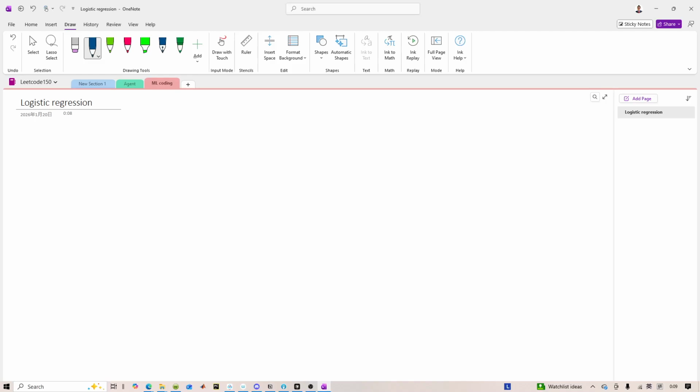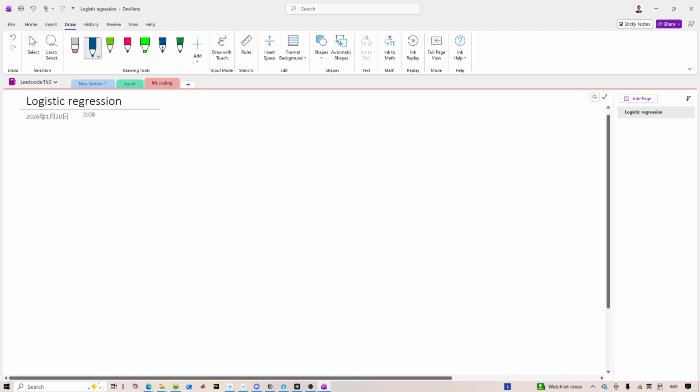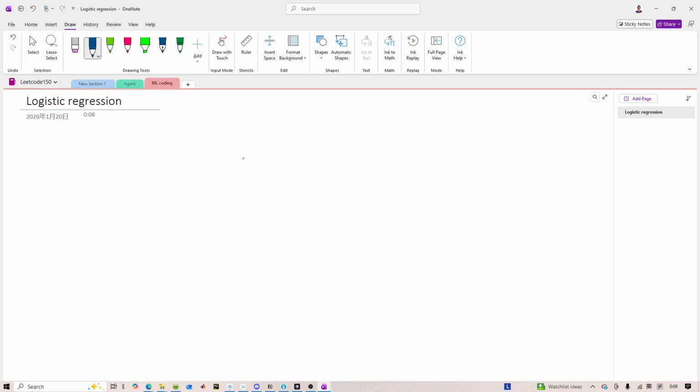Today I would like to talk about ML coding for logistic regression. In an ML interview, you might be asked to implement logistic regression using NumPy. And before doing the actual implementation, we want to understand what kind of problem this algorithm can solve.